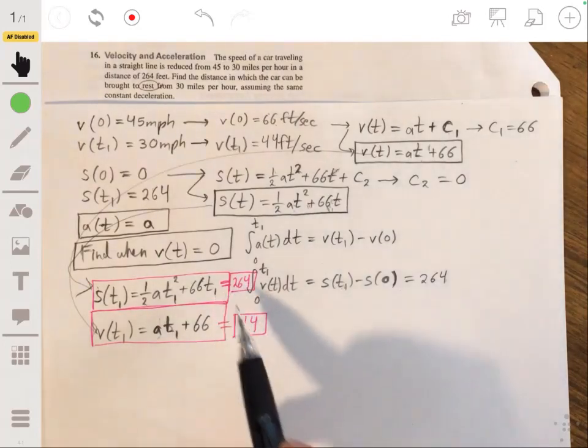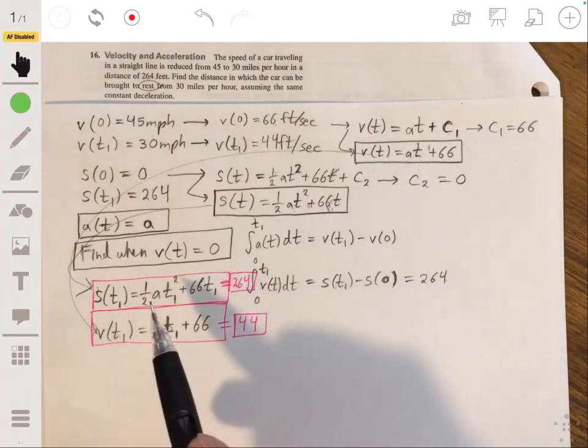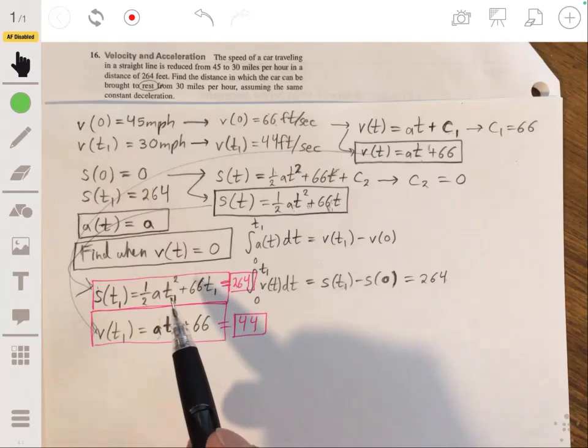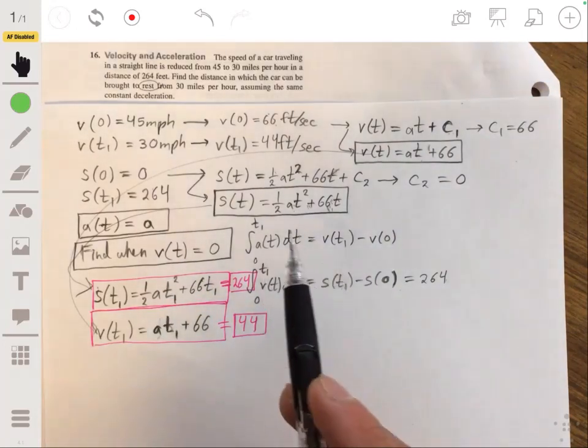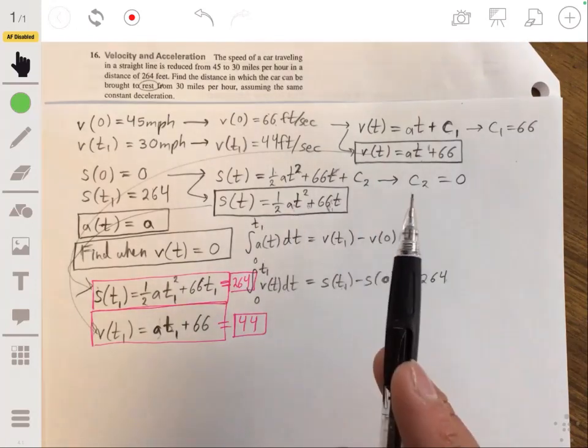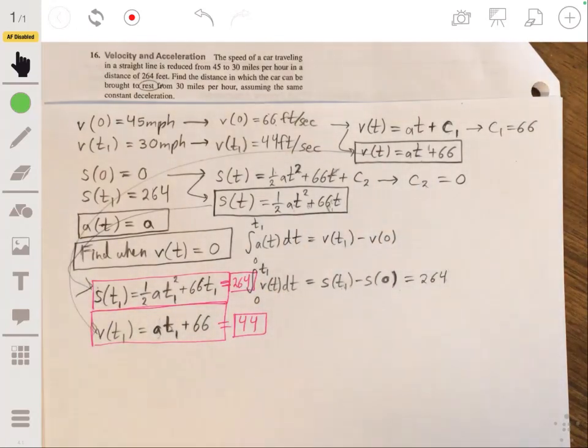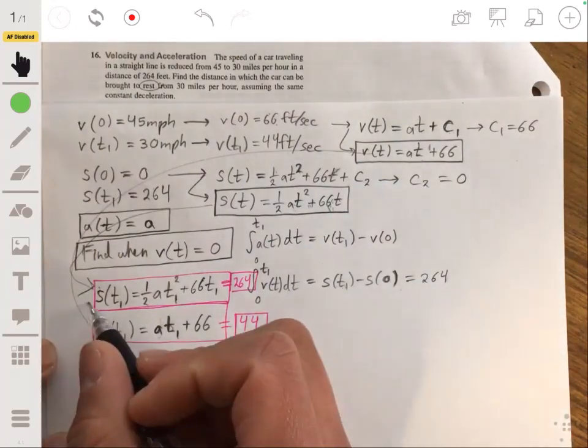So what we're going to do is use these two equations to solve for t1 and a. Once we solve for t1 and a, we're going to have an equation for position and an equation for velocity. From there, we can figure out the time it takes to reach a velocity of 0 and how far it traveled over that time period. So let's solve this.